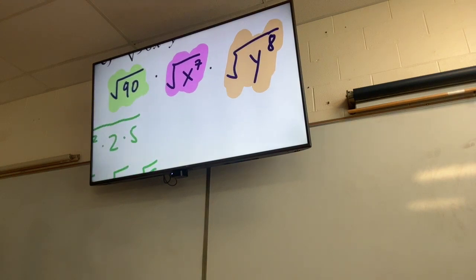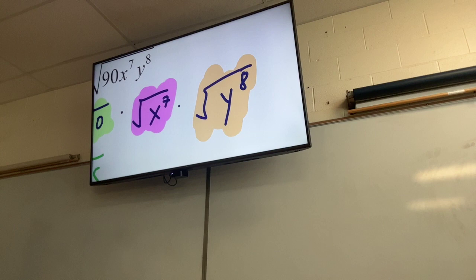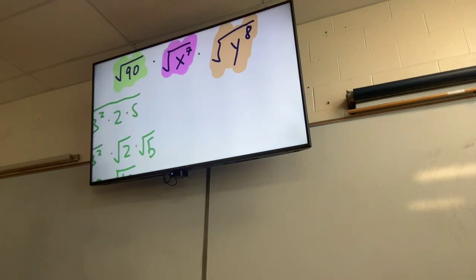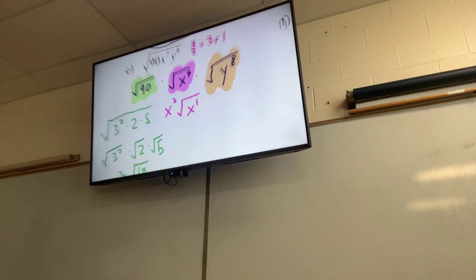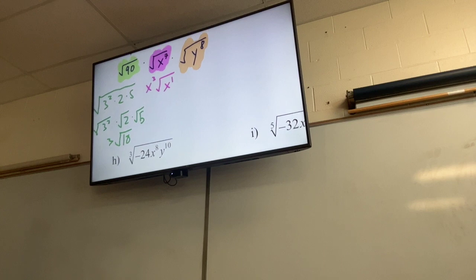Square root of x to the 7th. How do I do that? So 7 divided by 2, right? That gives me what? Gives me 3 with a remainder of what? 1. So that's going to be x cubed outside the square root, and then x to the 1 inside the square root. Okay? So that's that guy simplified.